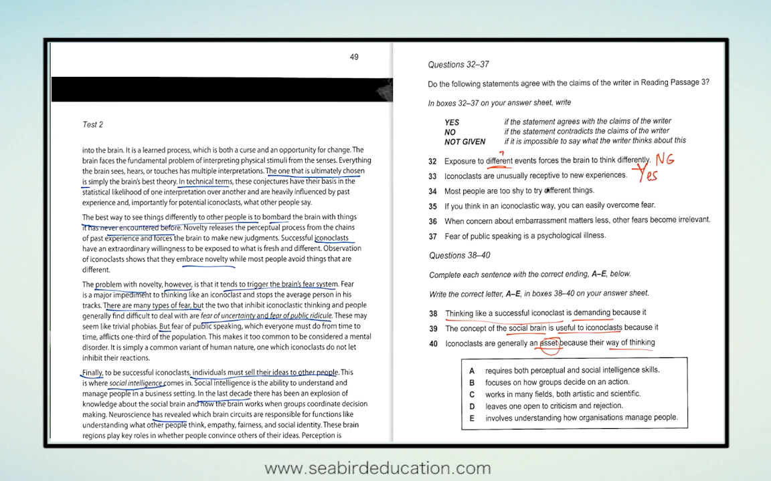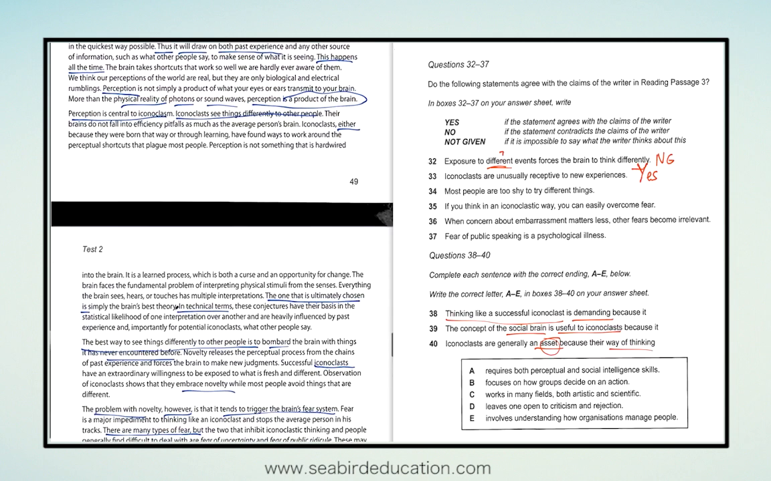Most people are too shy to try different things. One third of people are scared of it. Where does it say that? Their brains do not fall into efficiency pitfalls. That's the one before. Yeah, we found it there. Pitfalls. It said one third of people suffer from something. So that's not to try different things, that's not given. It says one third are scared to talk in public.